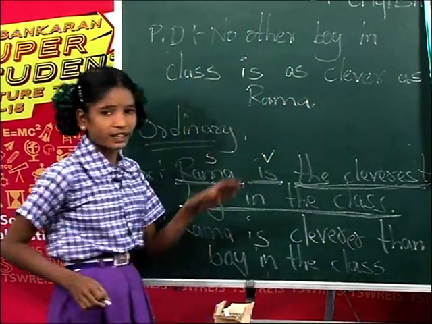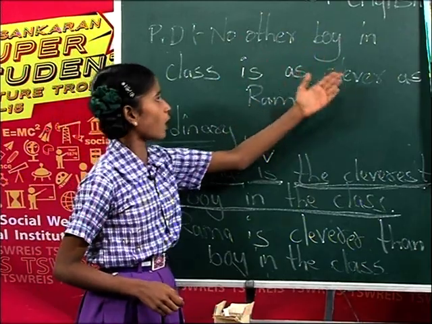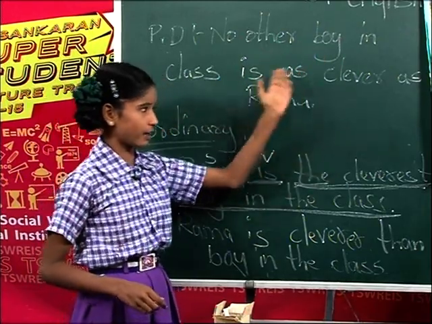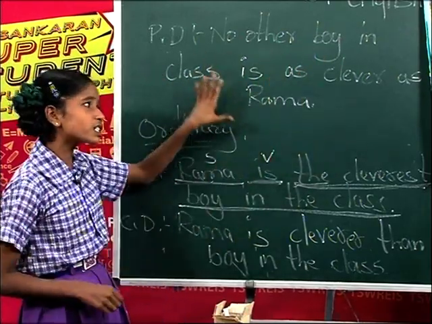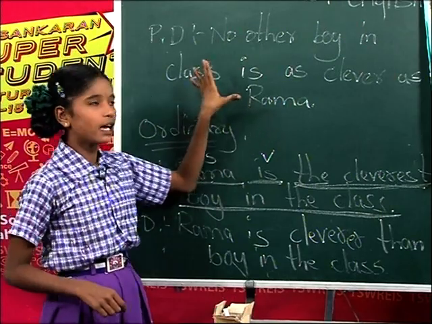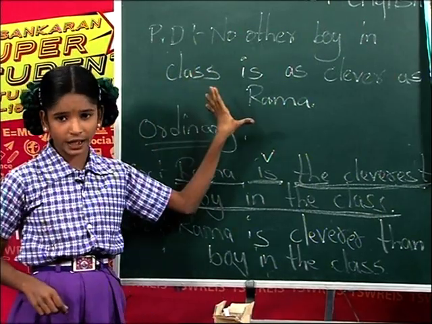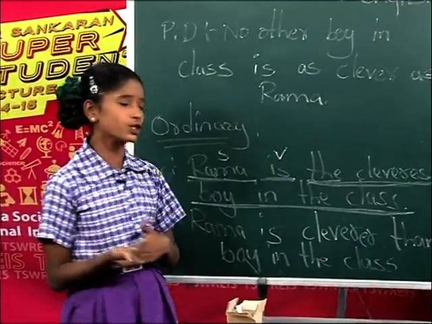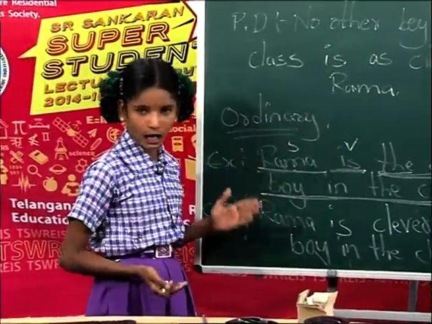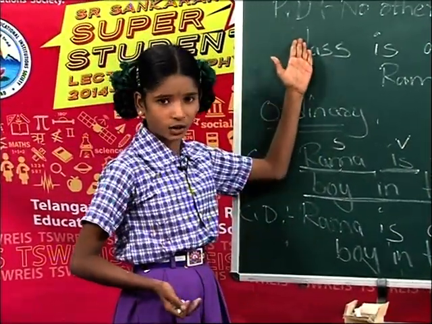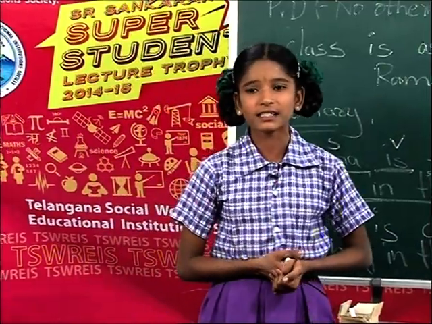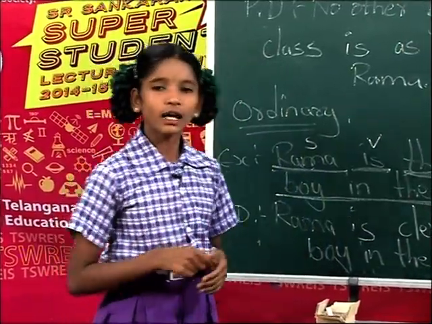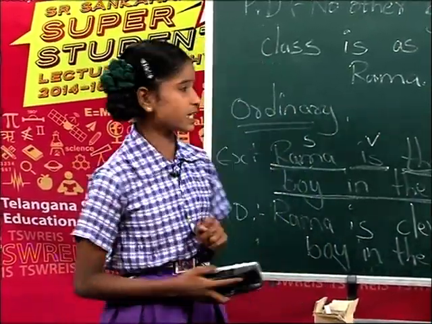Now, read the sentence, friends. No other boy in the class is as clever as Rama. Now, in which degree is this sentence? Yes, it is in positive degree. This is the way how to change from superlative degree to comparative degree and positive degree. Is it easy, friends? Okay, now we are going to another type, that is special type.